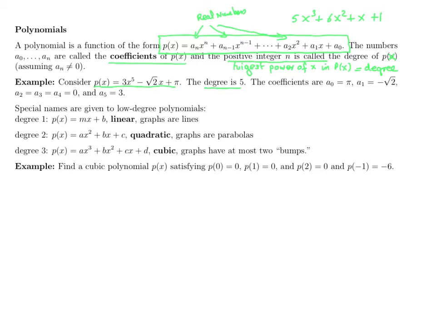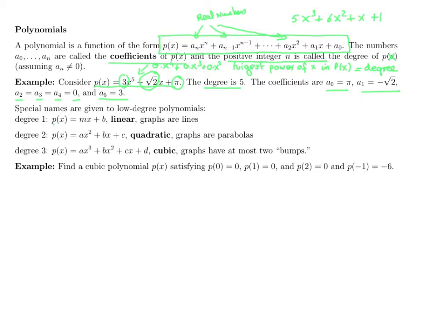And the coefficients are: a0 is pi, a1 is the coefficient of x to the 1, which is minus the square root of 2. a2, a3, and a4 are 0, because you have a phantom 0 times x to the 4 plus 0 times x to the 3 plus 0 times x to the 2 in here. a5, the coefficient of the highest power, is 3.